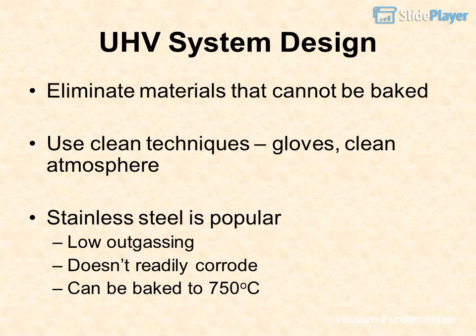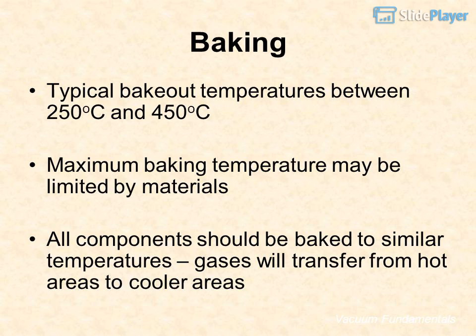UHV system design: eliminate materials that cannot be baked. Use clean techniques, gloves, and a clean atmosphere. Stainless steel is popular. It has low outgassing, doesn't readily corrode, and can be baked to 750°C. Typical bake-out temperatures are between 250°C and 450°C. Maximum baking temperature may be limited by materials. All components should be baked to similar temperatures, as gases will transfer from hot areas to cooler areas.